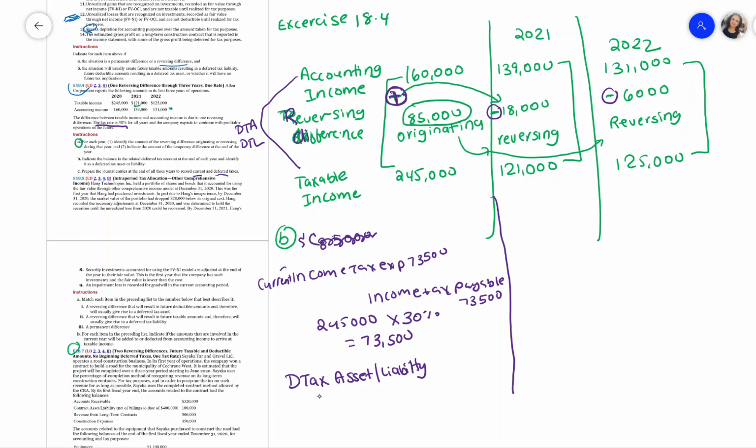And then what we're going to do is our difference was 85,000. So I'm going to take the 85,000 and multiply by the tax rate in that year. In this case, it's a 30% tax rate, and I'm going to get a deferred tax. My debit is deferred tax asset / liability. So it's going to be 25,500.